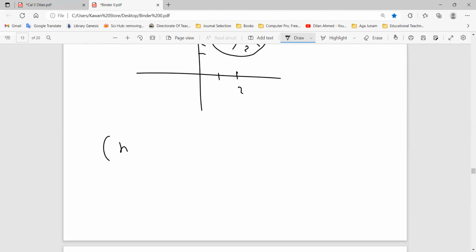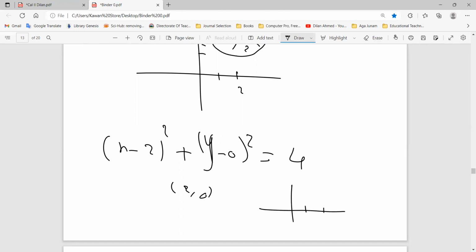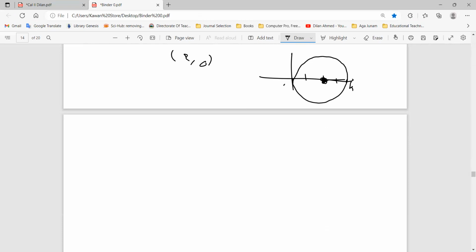So if I say x minus 2 squared plus y squared is equal to 4, it means that y is what? y minus 0 squared, right? So my center is where? 2 and 0. So 2 and 0, 1, 2. Am I right? Here I am. This is the center point. And the distance of the radius is what? Is 2. So that one 0, that one will be 3, 4. Understood?